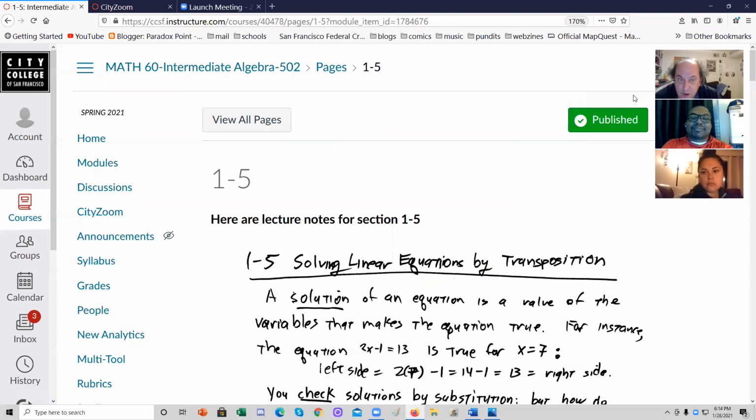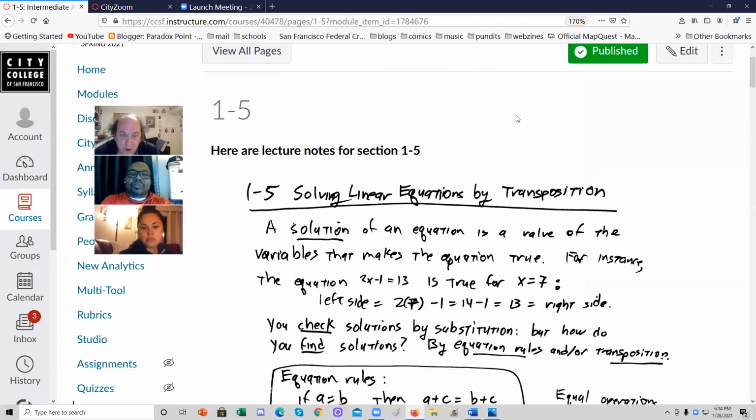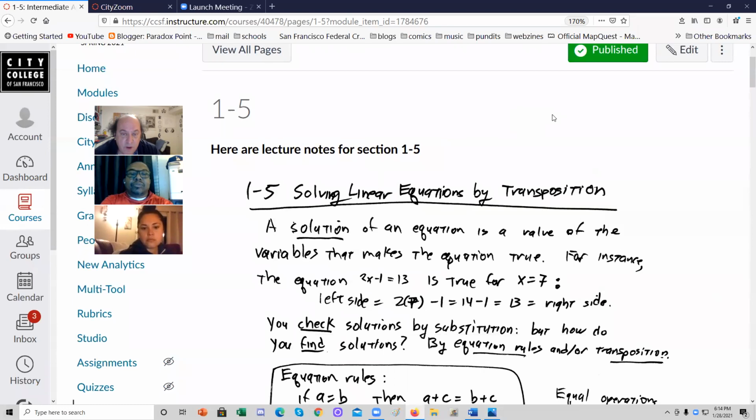All right, for today, we'll be doing sections 1.5 and 1.6. 1.5 is about solving linear equations by transposition. 1.6 is about solving formulas.